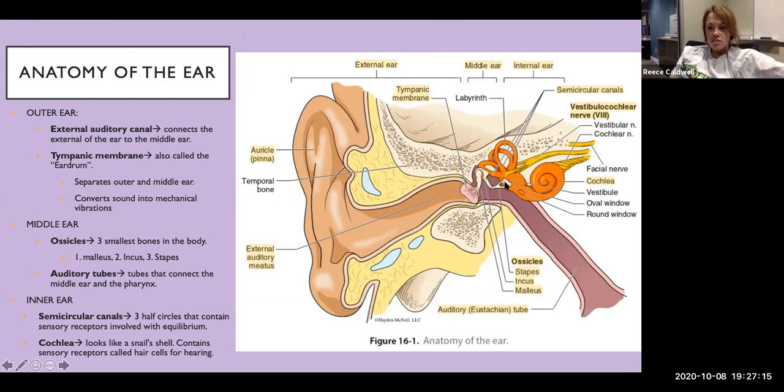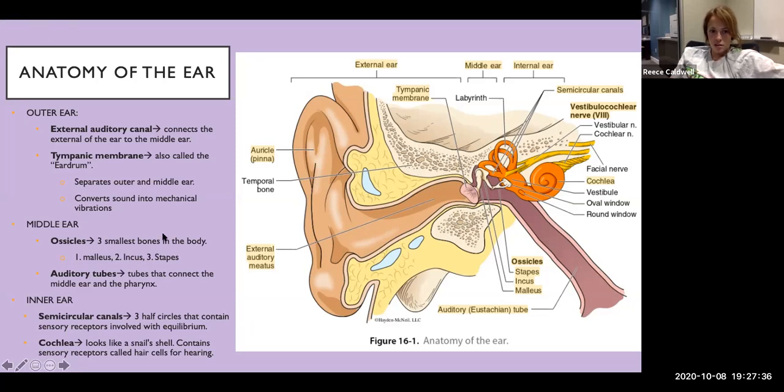The ossicles, the 3 smallest bones of the body. The semicircular canals, those help with equilibrium. And then the cochlea, the snail shell looking structure, like Gary from SpongeBob. Those are what I would want you to be able to identify.